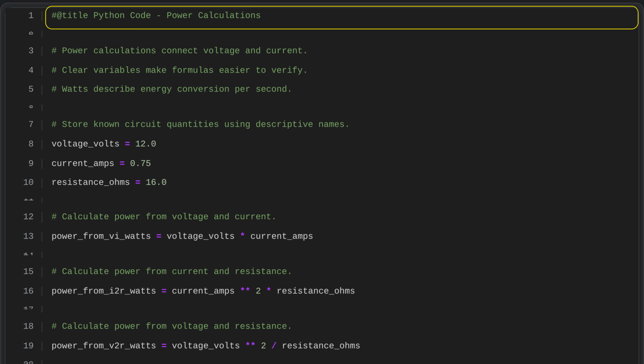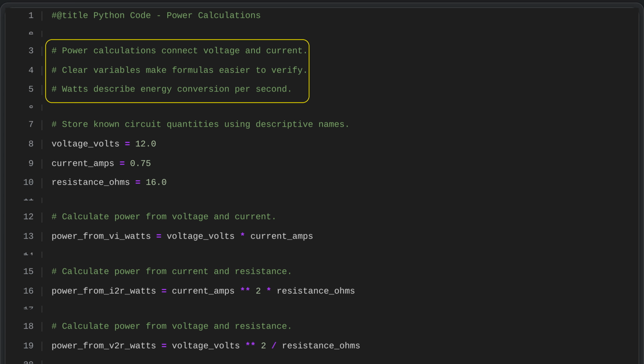Python code, power calculations. Power calculations show how voltage and current are related. Using clear variables makes formulas easier to check. And watts measure how much energy is converted each second.